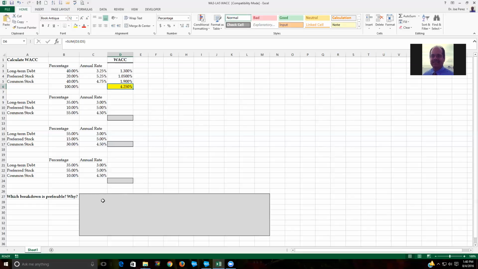Now, here at the bottom, where it says breakdown is preferable and why, in this dialog box that you could create, you could explain to me which one is preferable. You'll do these same calculations that I did here in this first example. You'll do the same calculations for the remaining three, and then you will determine which one is preferable and why.